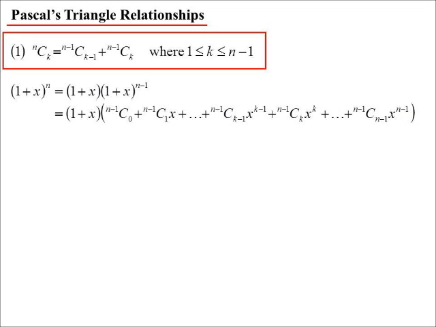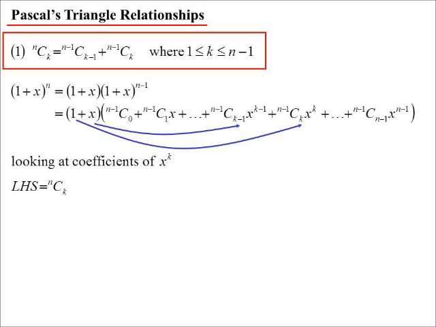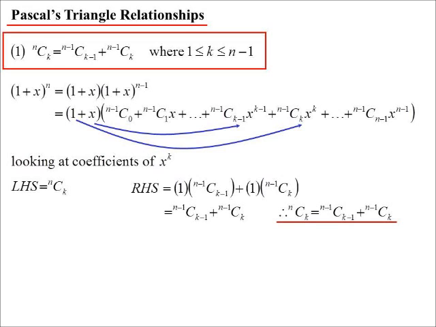So again, if we want to find the coefficient of x to the power of k, then on the left-hand side, we know it's going to be nCk out of (1 + x)^n. On the right-hand side, the 1 I would multiply by the term that has x to the power of k, and the x I would multiply with the term that has x to the power of k minus 1, and so there we have it. They obviously have to be equal, thus proving our little relationship there.